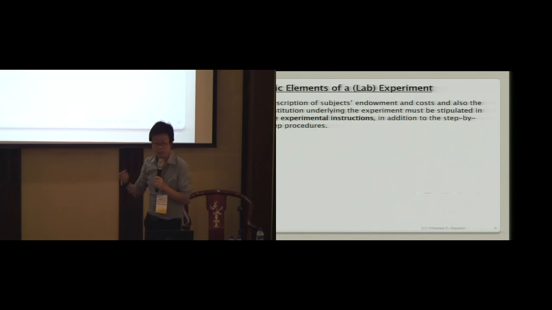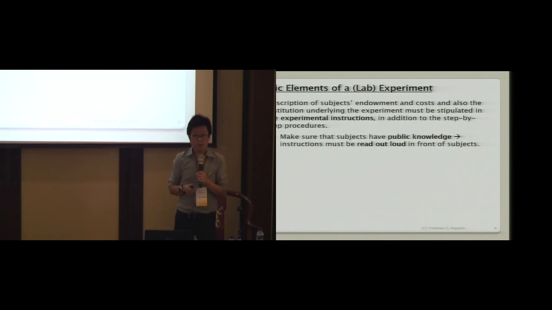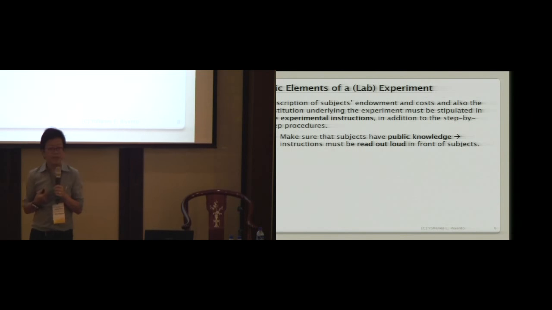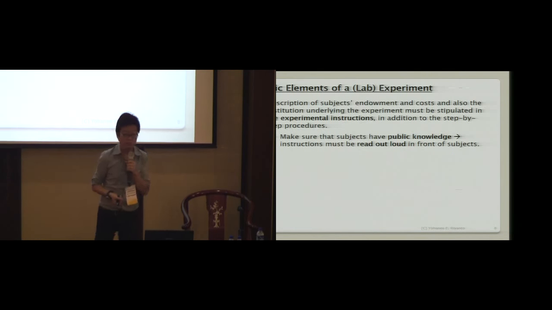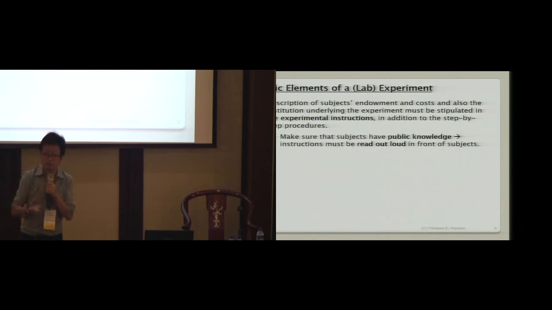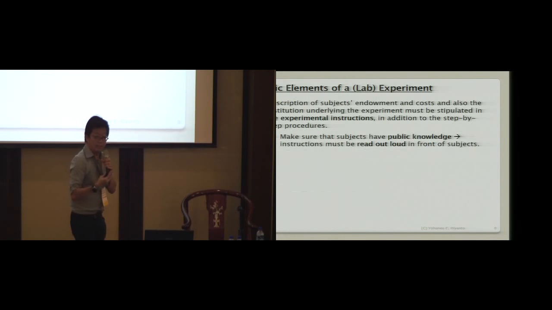So in addition to the step-by-step procedures, make sure that subjects know exactly what they have to do. So they all have common information. You know, if I have different information than the others, my behavior is influenced by this different information. So how do we impose this common knowledge, public knowledge? For that, in experiment, we usually read the instruction out loud. So in a field as well, if you want to run field experiment, it's best to actually read the instruction out loud so everyone listens from the same source. So there is uniformity in terms of the instruction.